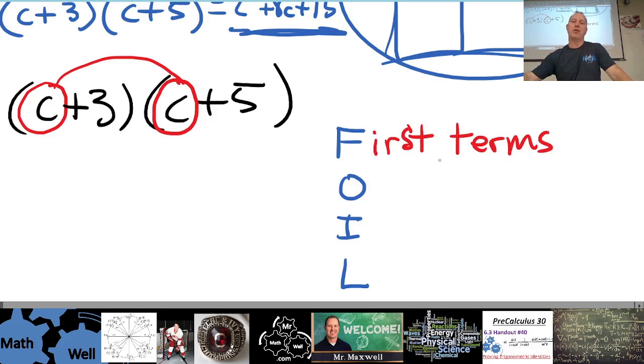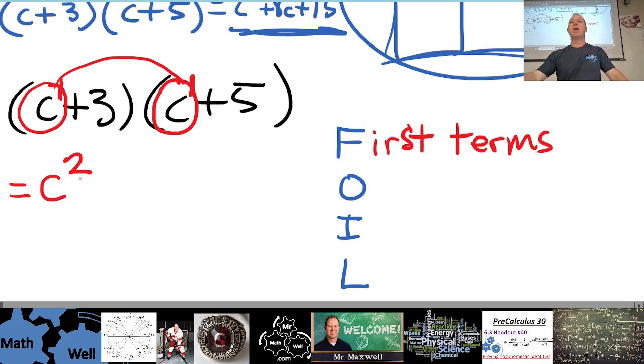That's what you multiply first. First terms, F, first terms. So let's do that. I'm going to write c squared here because c times c is c squared. This is a c to the 1, this is a c to the 1. If you have the same base, you add the exponents, so it's c squared.